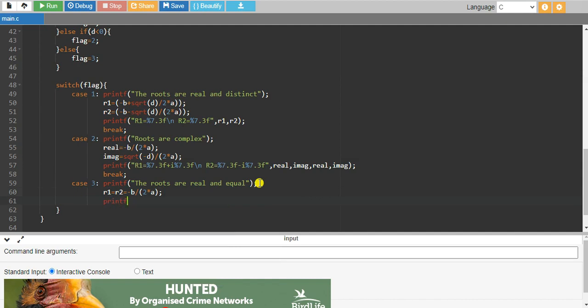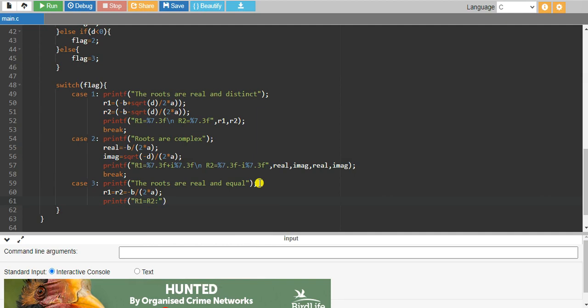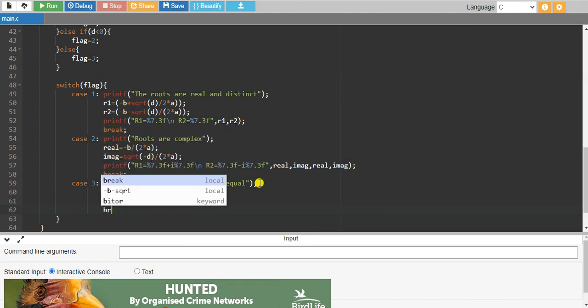printf r1 equal to r2 colon percentage 7.3f, then r1, because both the roots are same or equal. Then after printing, break it if this is the case matching.